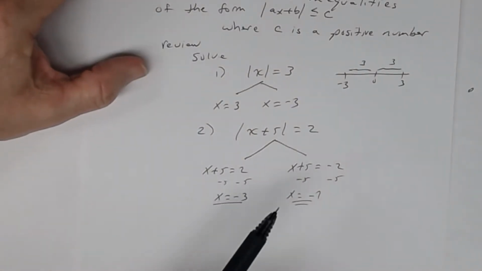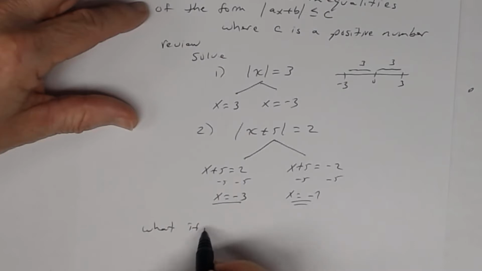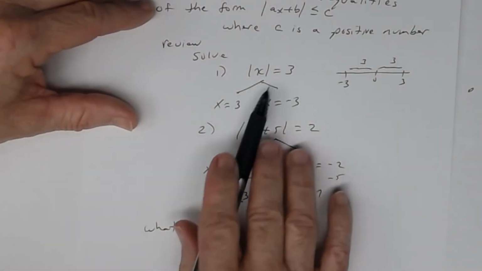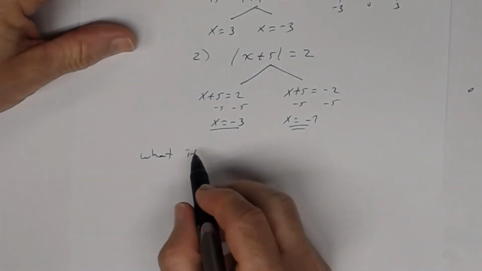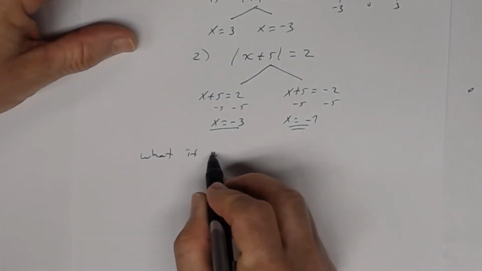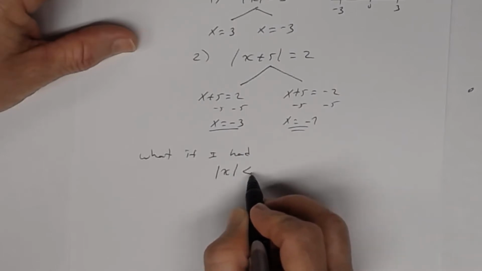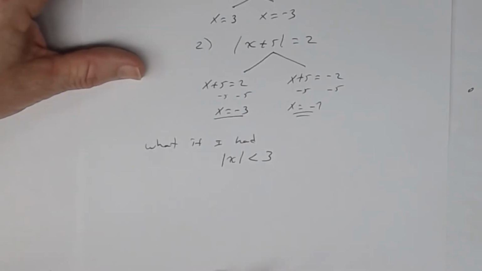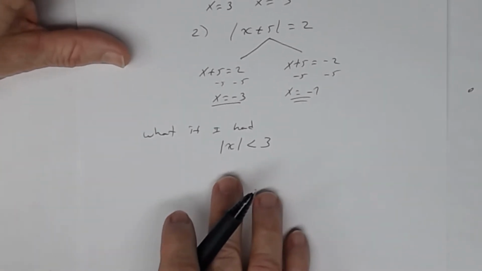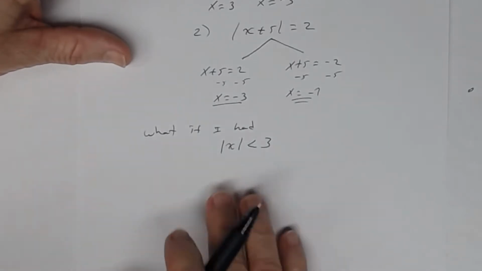Okay? But what I want to look at, though, is this. What if instead of having the absolute value of x equal 3, what if I had the absolute value of x is less than 3 instead? All right, so let's think about the solutions. What are some solutions you can think of that would work here? All right, so just think of some solutions.